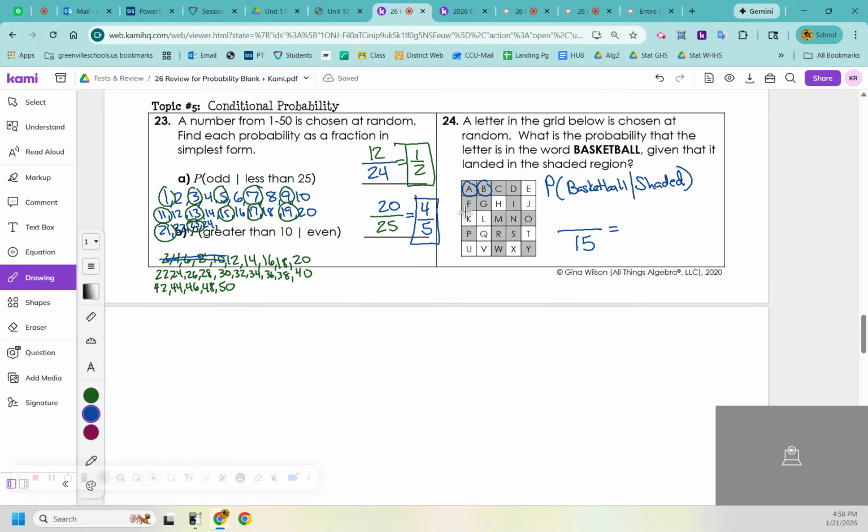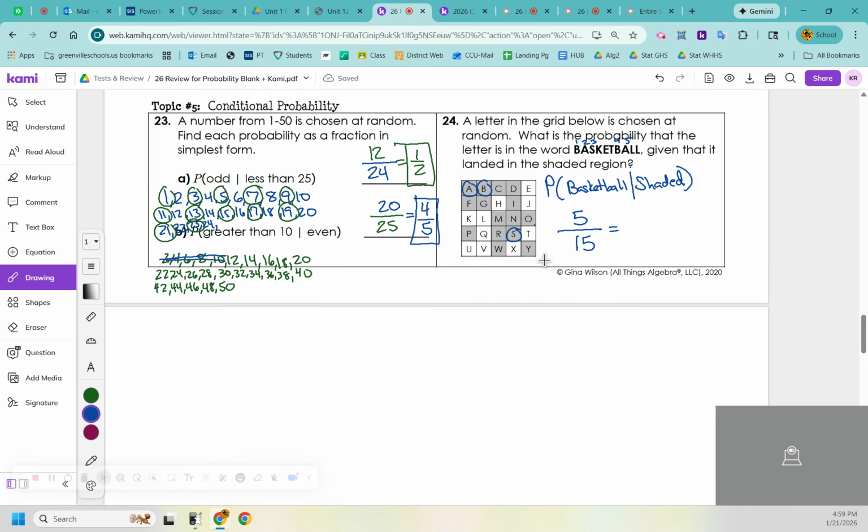So C is not in basketball, D is not in basketball, F, G, I is not in basketball, M, N, O, P, R, S. Oh, S is in basketball. Okay, just 3. 3 of the shaded are in basketball. But how many of these 3 letters are in this word? A is 2 times, B is 2 times, and S is 1 time. So of these shaded, there are 1, 2, 3, 4, 5 of the letters are shaded. I know that's weird because it counts twice. Like B counts twice because it's shaded.